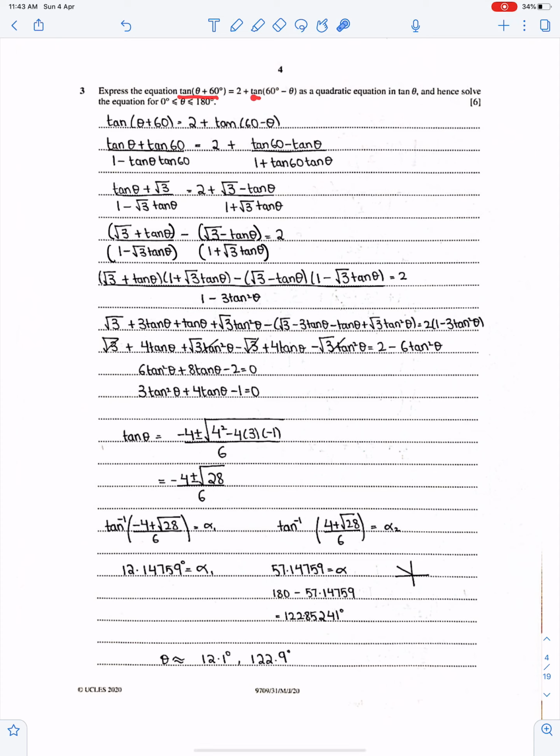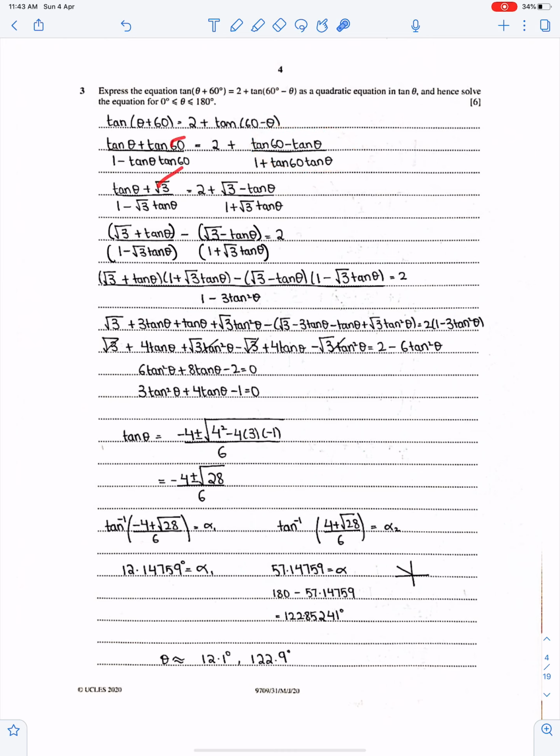Tan theta plus 60 and 2 this. You just need to expand this through the sum of angle formula of tan. Tan theta plus 60 will become tan theta plus tan 60 over 1 minus tan theta tan 60. Minus will become tan 60 minus tan theta over 1 plus tan 60 tan theta. You can check the formulas in MF19.